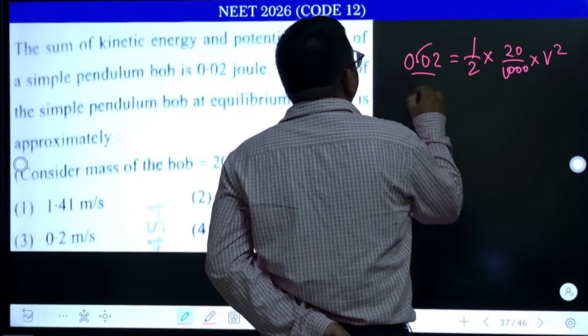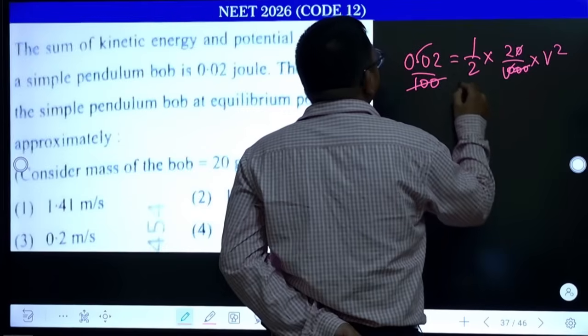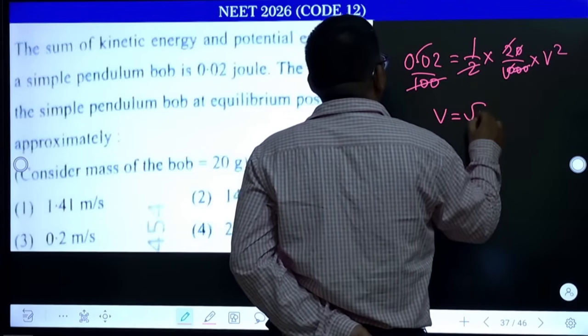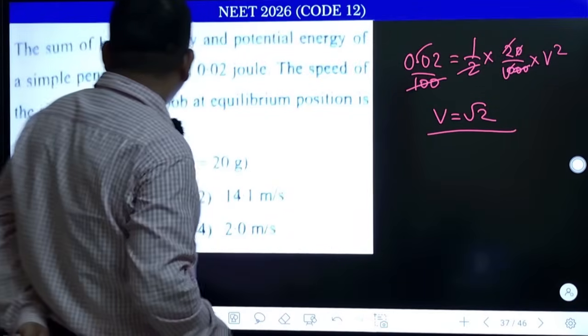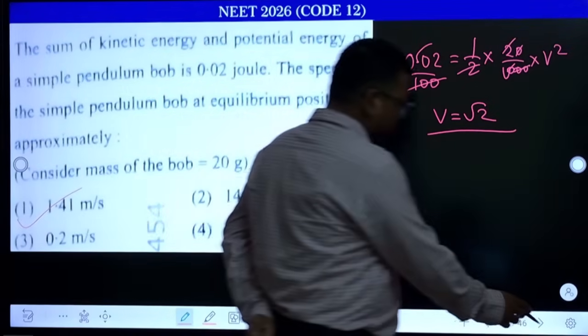So you can remove this 100, this 100 cancels, this 2 also gets cancelled. So v will be under root 2, that means 1.414. Okay, first option. Let us move next.